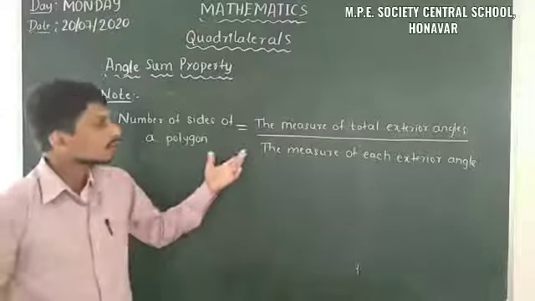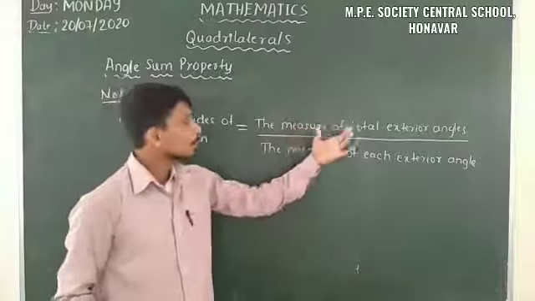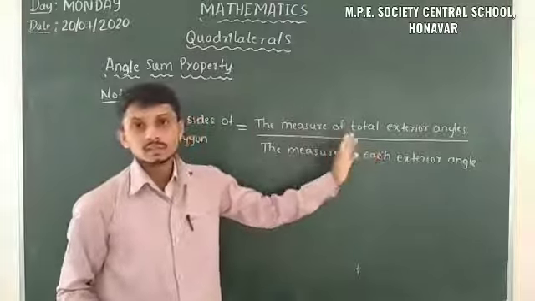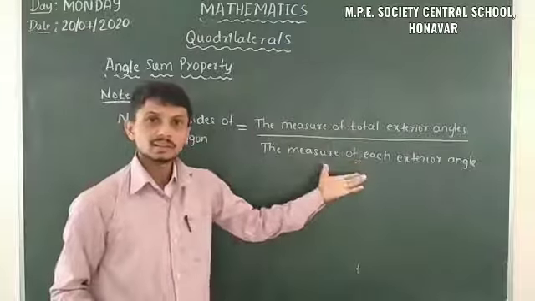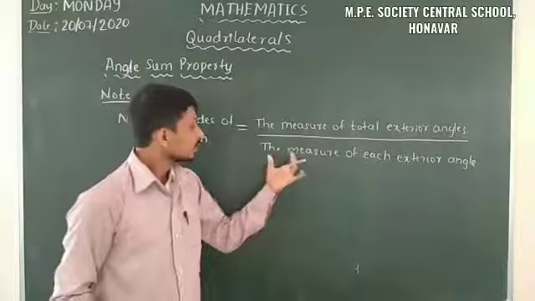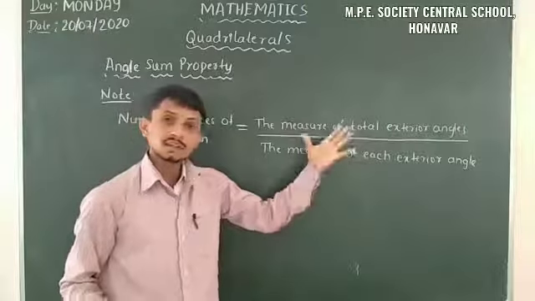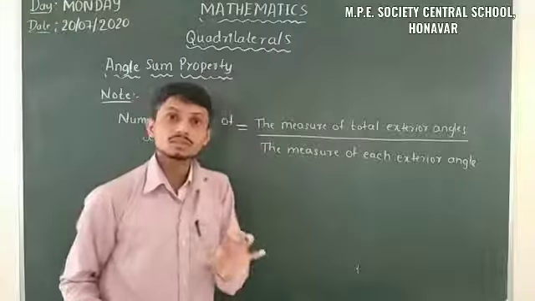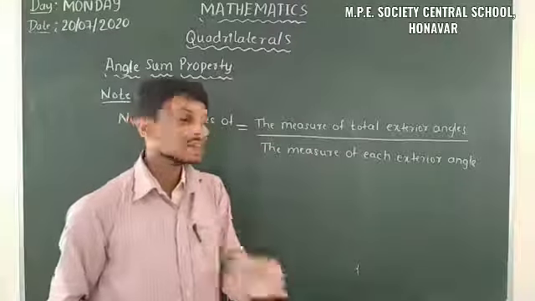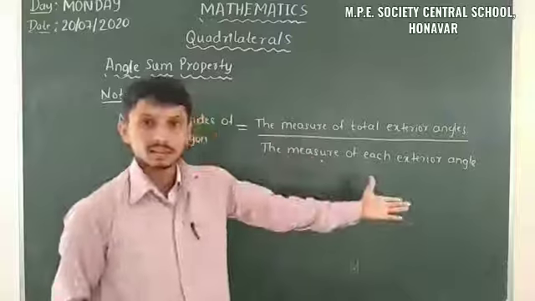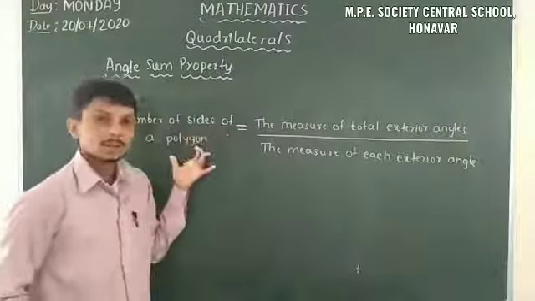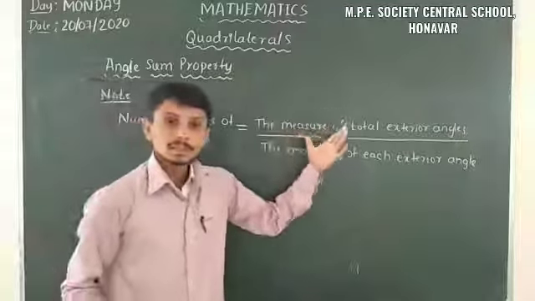Here we know that the measure of total exterior angle is 360 degree. We already learned that in the previous statement. Then we have to take the measure of each exterior angle. In the question only the measure of each exterior angle is mentioned. After that we have to find out the number of sides of a polygon with the help of this formula.